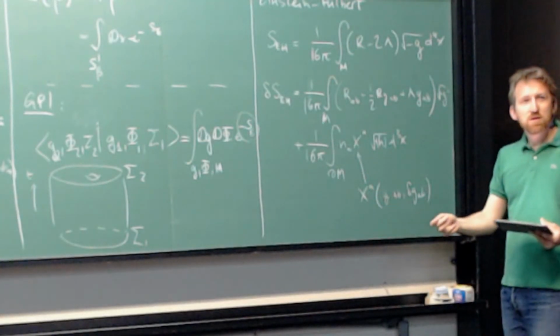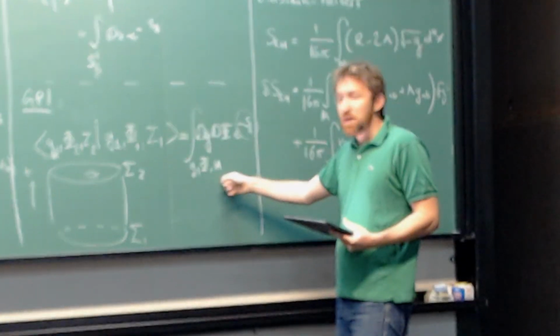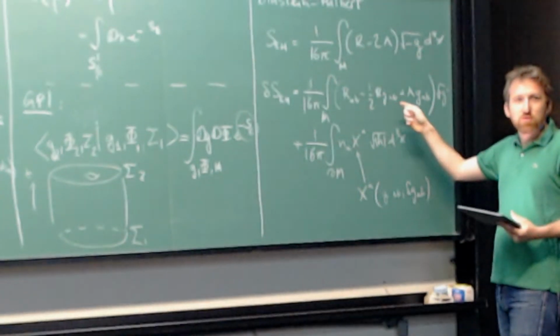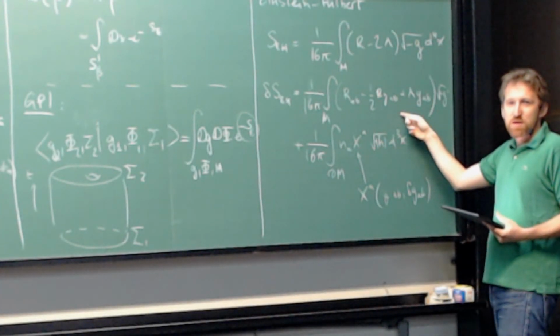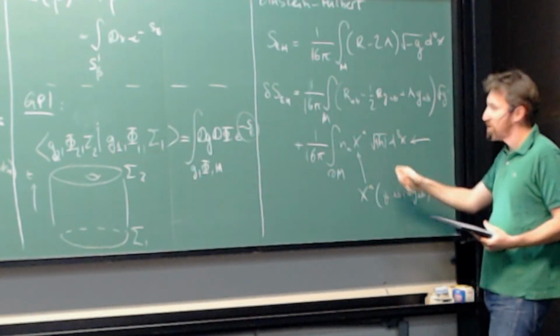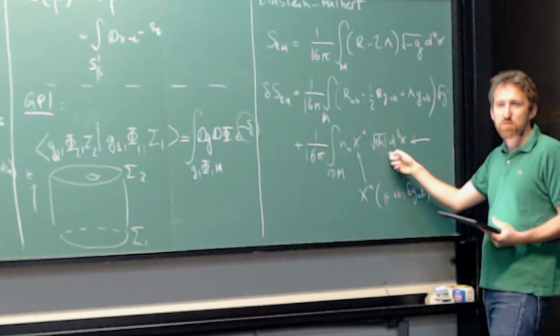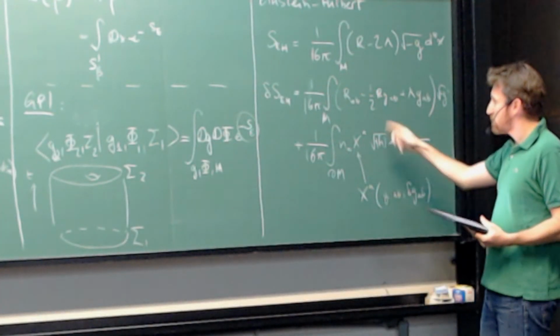However, in order to make the Dirichlet problem well defined on a space with a boundary, I need to be able to show that the variation vanishes every time I solve the equations of motion, which doesn't happen in this case, because the variation doesn't vanish when I solve the equations of motion. So I need to add something to the Einstein-Hilbert action in order to make the problem well defined.